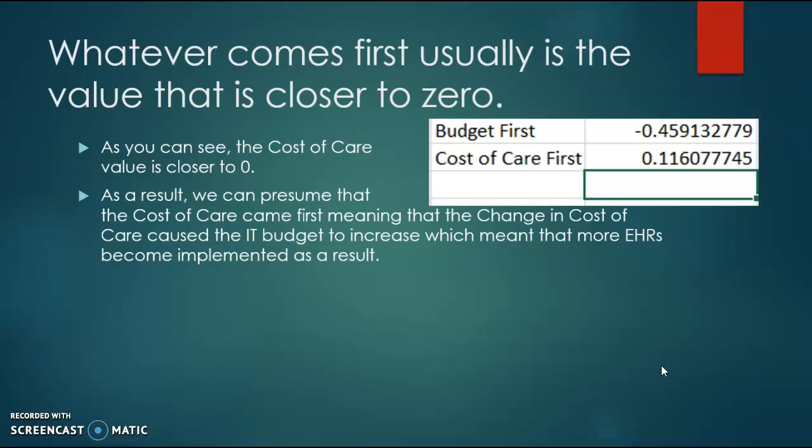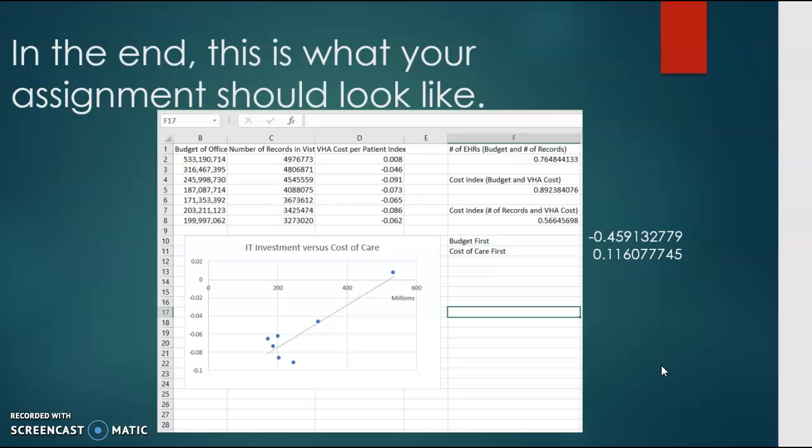And so, as a result of this data that we've discovered, we can assume that the cost of care came first, which means that the cost of care changed, which means the budget changed, which means more EHRs became implemented as a result. So, in the end, this is what your assignment should look like. I messed up with the screenshot and it cut out the data, but this is the two correlations of trying to figure out which one came first. But this is generally what your assignment should look like in the end.